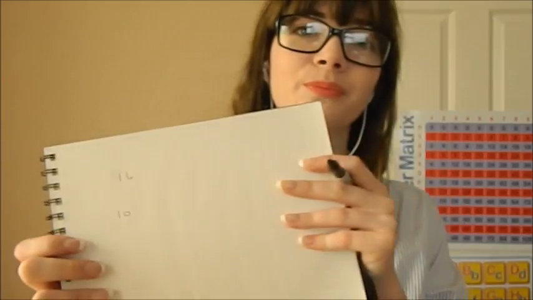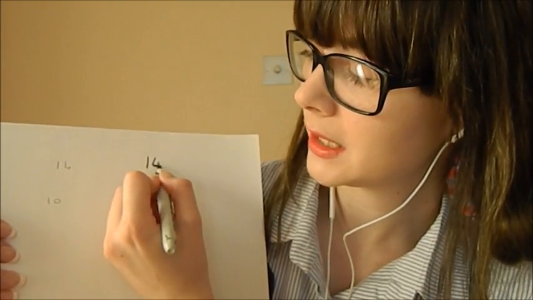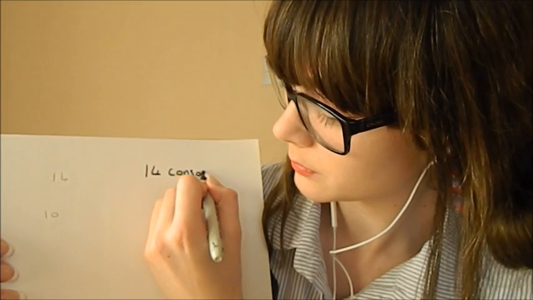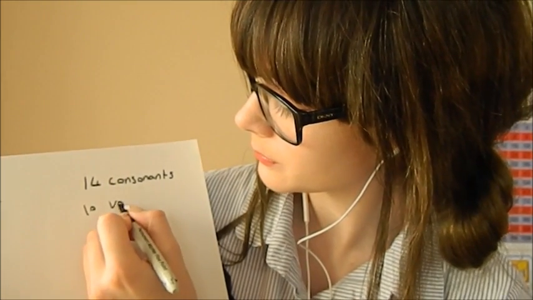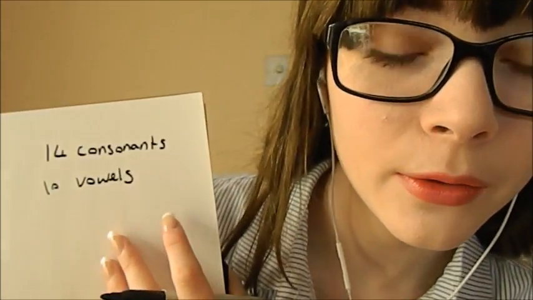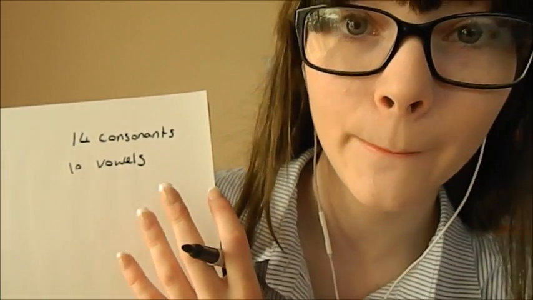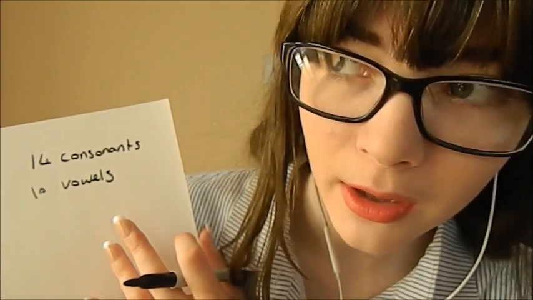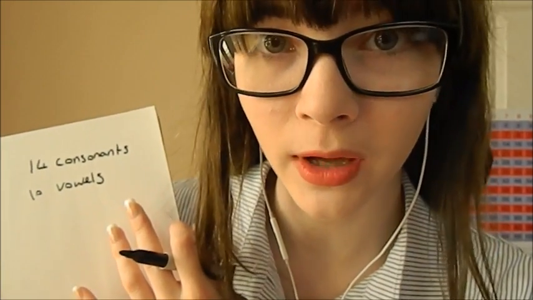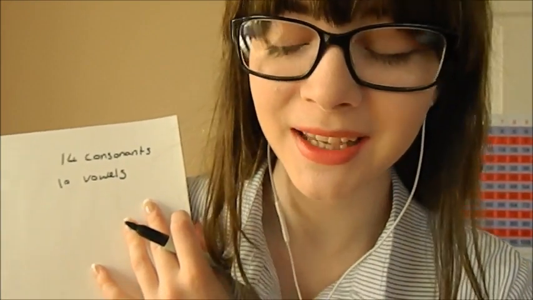Right. So, first things first, you need to know that there are 14 consonants and 10 vowels. I will write in my marker pen so you guys can see a little better. Now, these just make up the basic Korean letters. There are exclusions because there are also double consonants and double vowels, but we will look at those and everything.